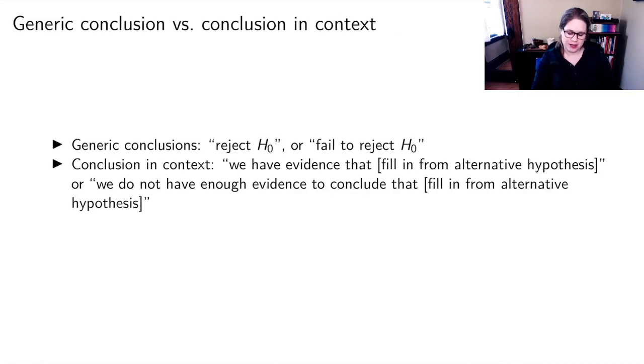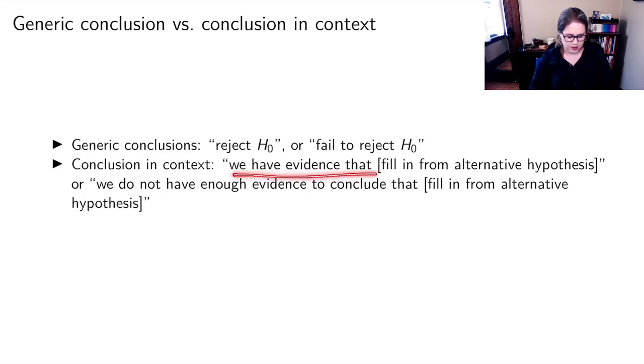Okay, so hopefully now you have an idea about why we use 0.05. And we have our two formal conclusions to the test: reject the null hypothesis or fail to reject the null hypothesis. Those are known as generic conclusions. So if I ask you what's the generic conclusion, you're going to give me one of these two options. But oftentimes we also want a conclusion in context. And a conclusion in context is like a sentence about the real world implications.